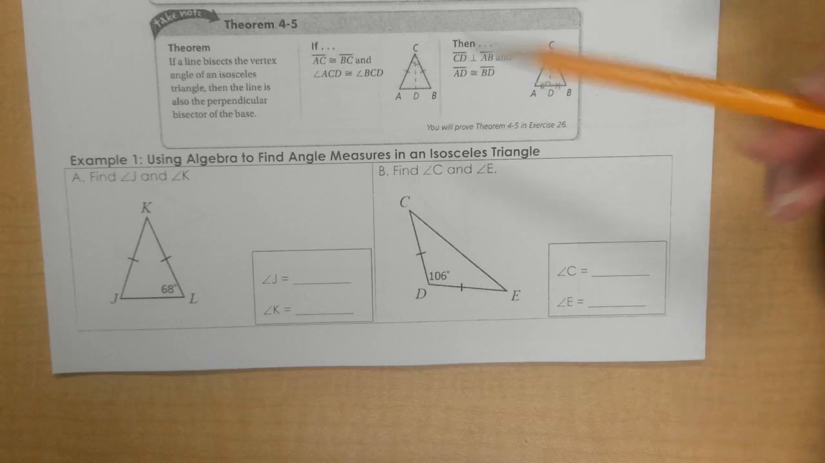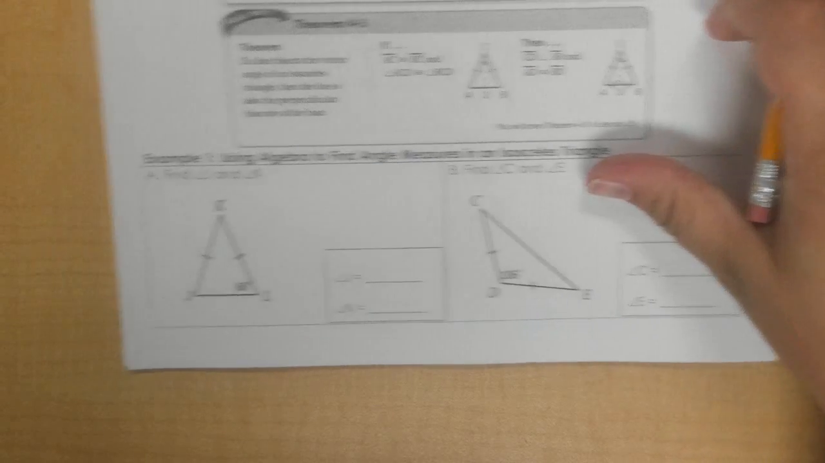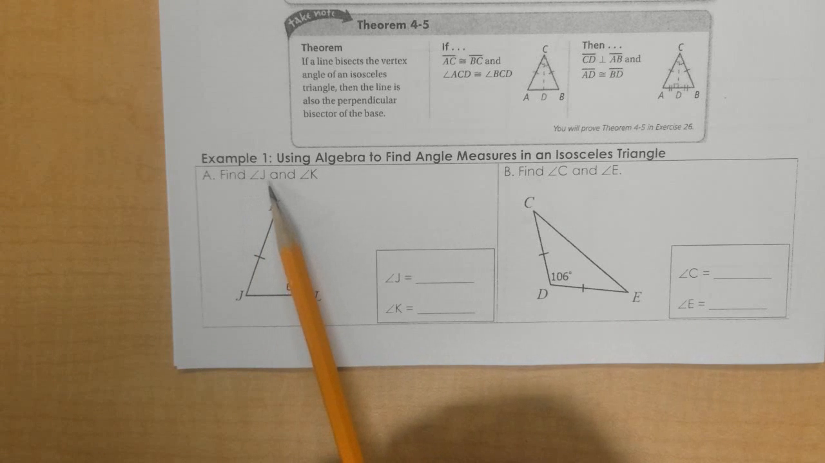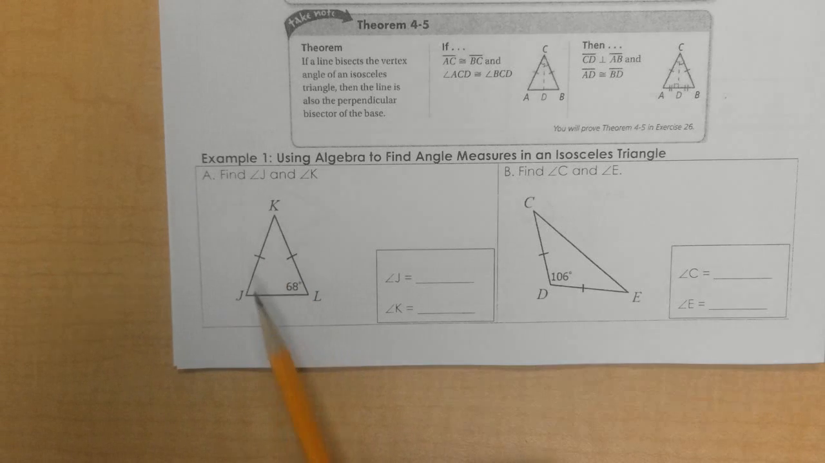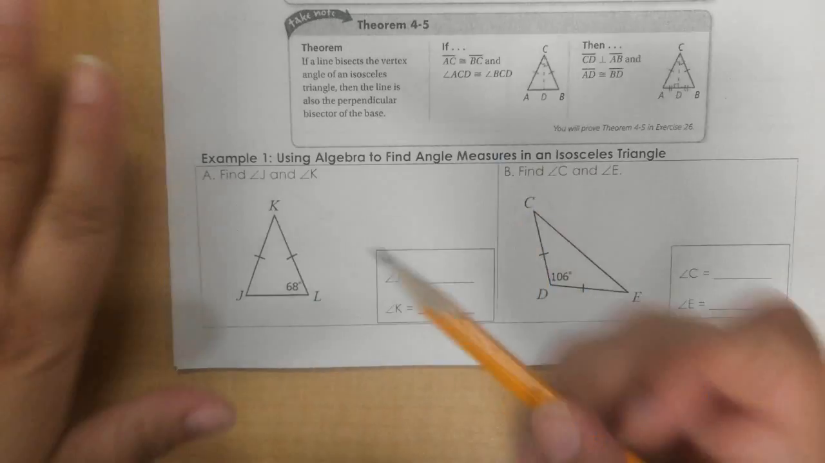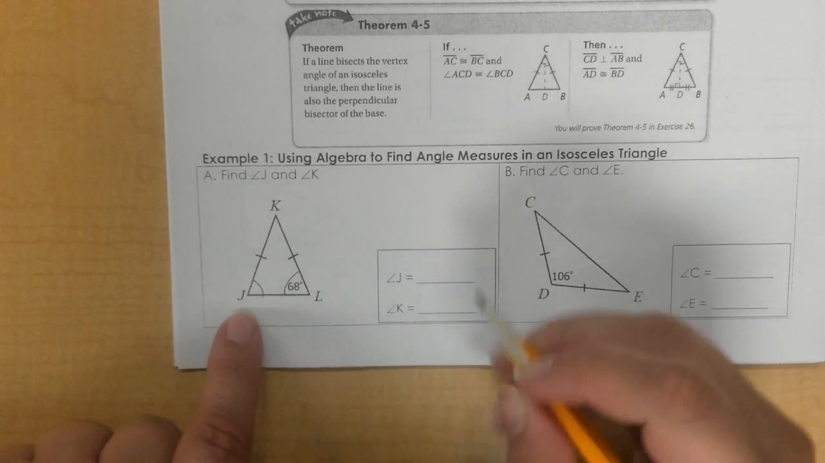for example 1, using algebra to find angle measures in isosceles triangles. So if I look here, it says find angle J and find angle K. If I know that these two legs are congruent, I know this is an isosceles triangle, so my two base angles have to be the same. So here are my two base angles. So J has to be 68.